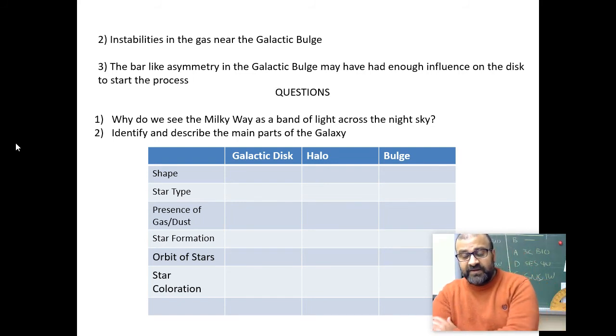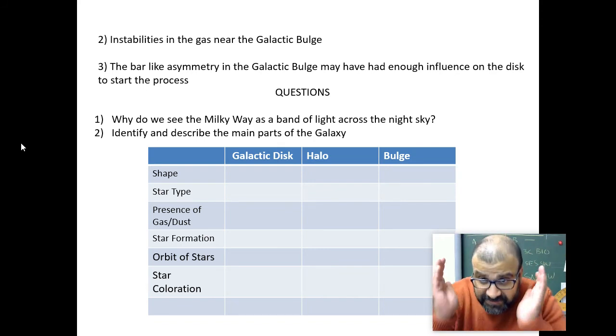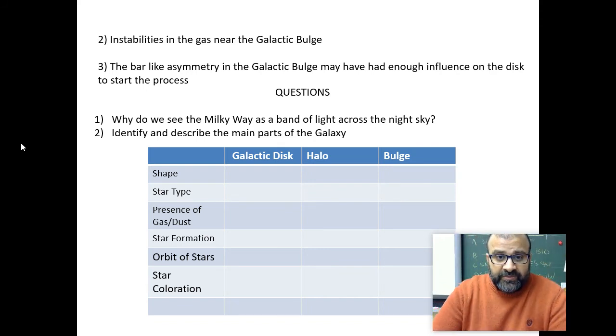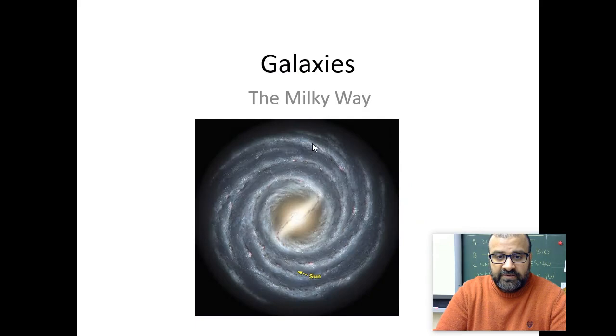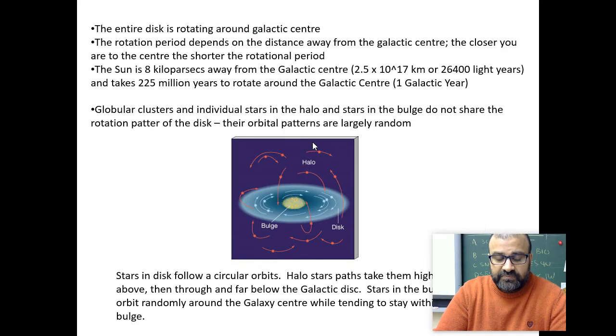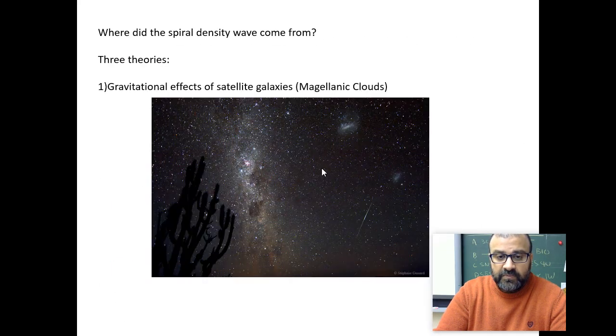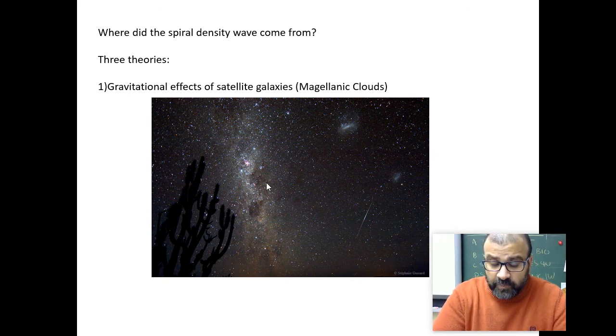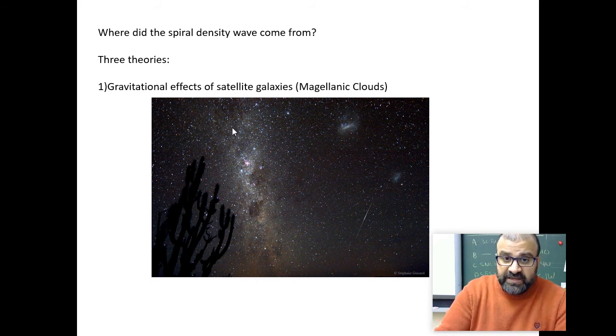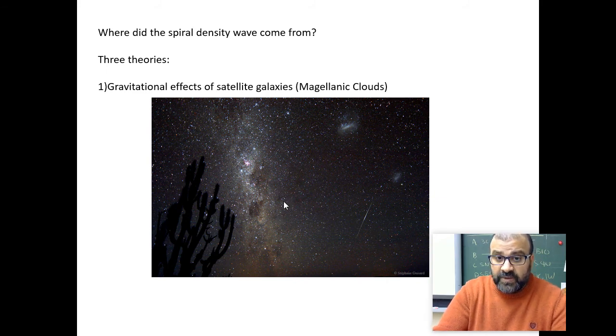So you've had, depending on how long you took, time to answer. I just hit pause. Why do we see the Milky Way as a band of light across the night sky? Let's go back and look. Why do we see this? Because we're inside the Milky Way. We're inside one of the spiral arms and we're looking out and seeing another spiral arm of the Milky Way galaxy. That's why we see this.